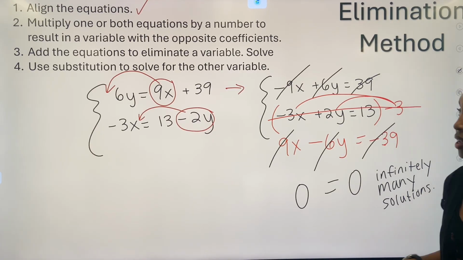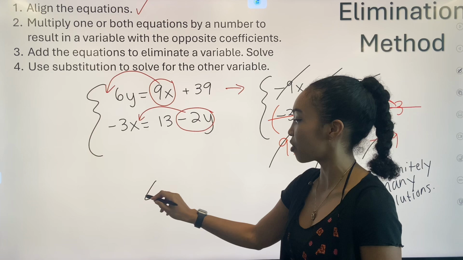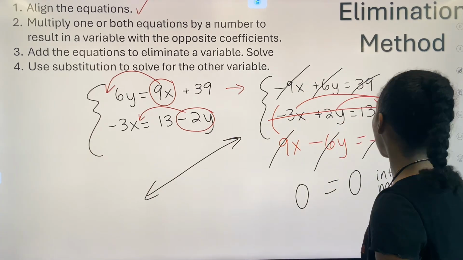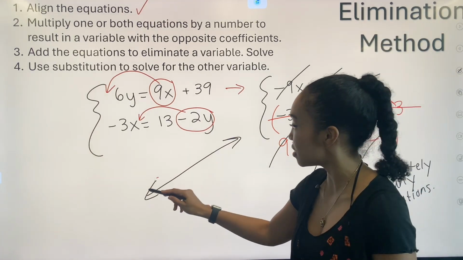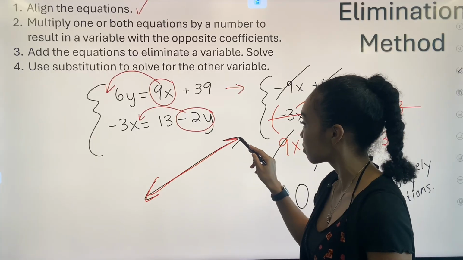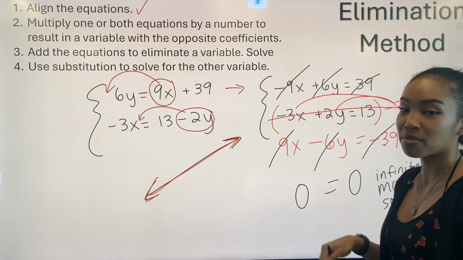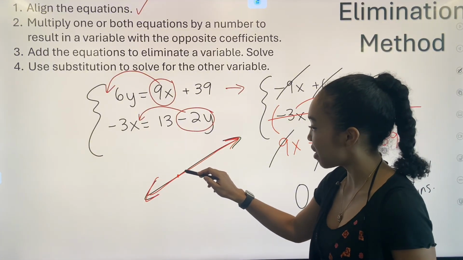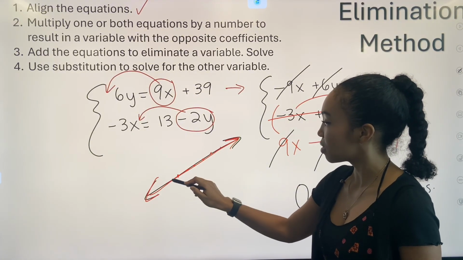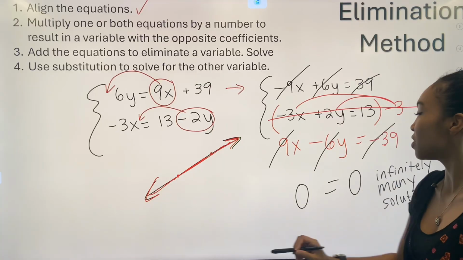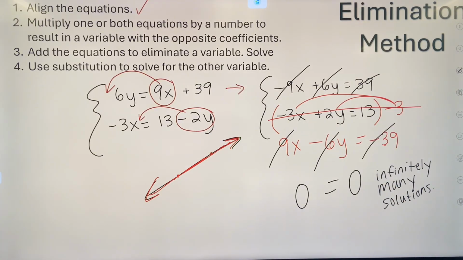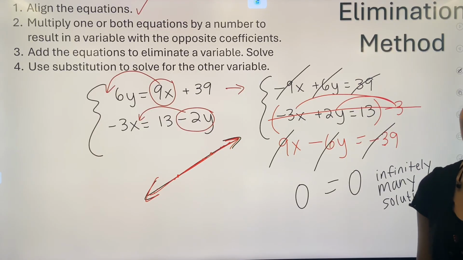And what this looks like is if you graph this line on a graph, this line, the second line, is the exact same line. These two, if you graph them, they'll be on top of each other. They share every single point. That's why it's infinitely many solutions. They're the same line.